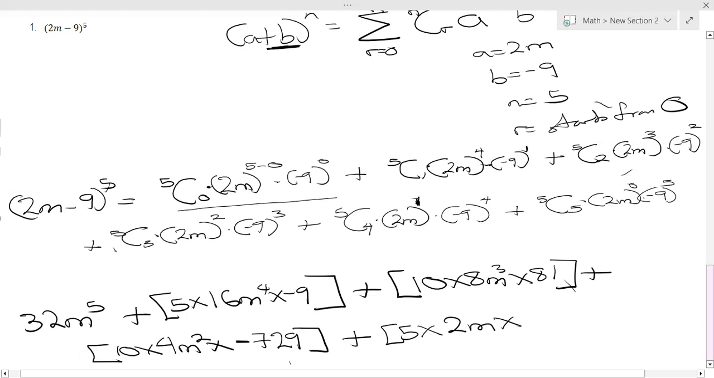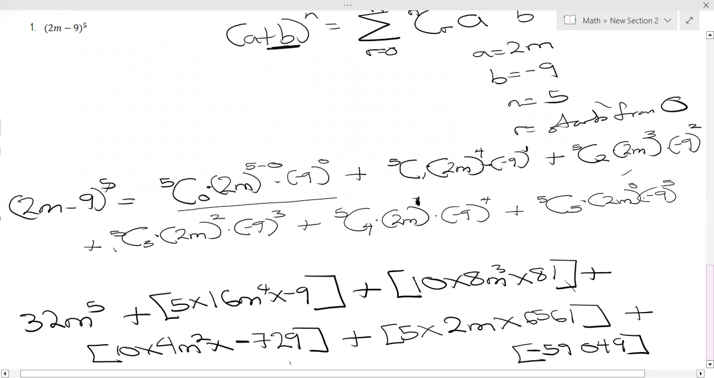which is 6561. Okay, and lastly, plus 5C5, nCn is 1, 2m raised to the power 0, everything raised to the power 0 is 1, so I left it, times minus 9 raised to the power 5, which is actually a very large number. It's minus 59049.